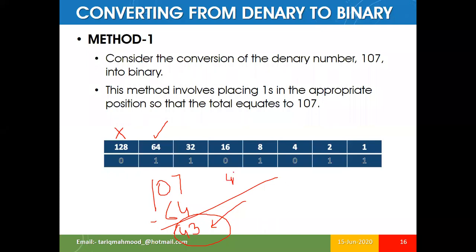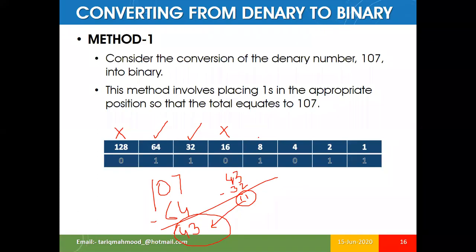43 minus 32, we get 11. So we place 1 over here, since the number could be subtracted, and we have subtracted it. Then we move toward the next column. We have the number 11 now. Can we subtract 16 from 11? No, so we place 0 over here.